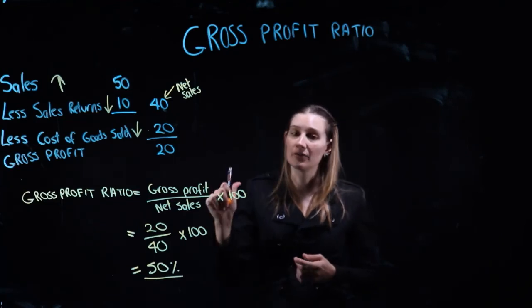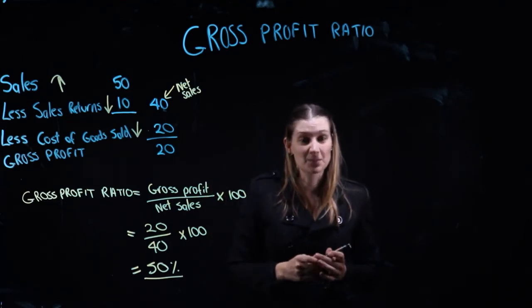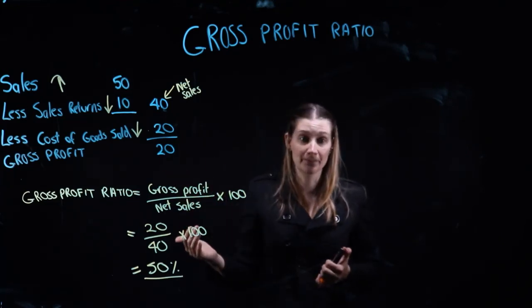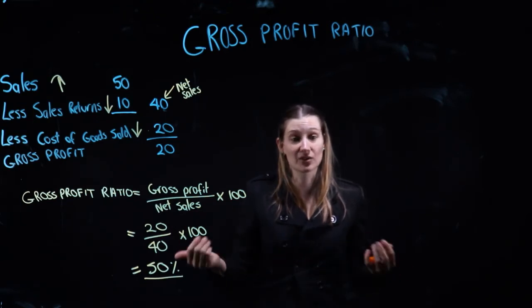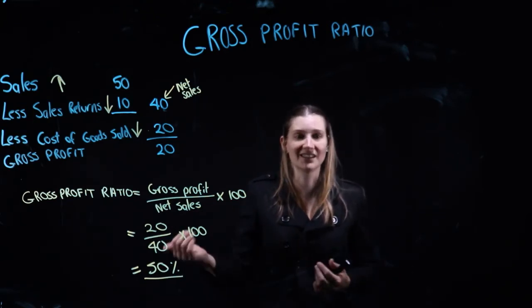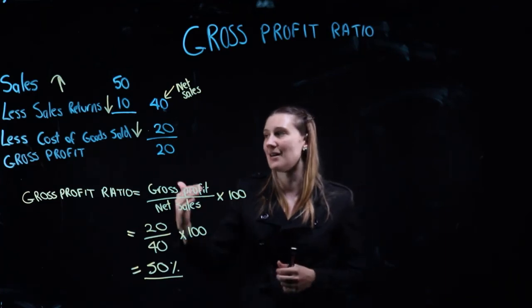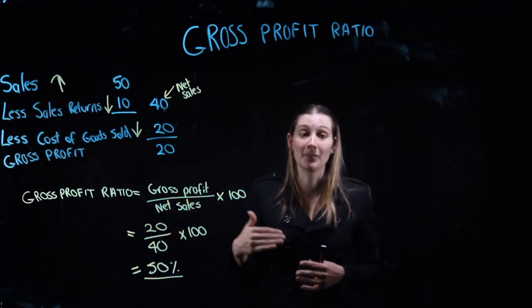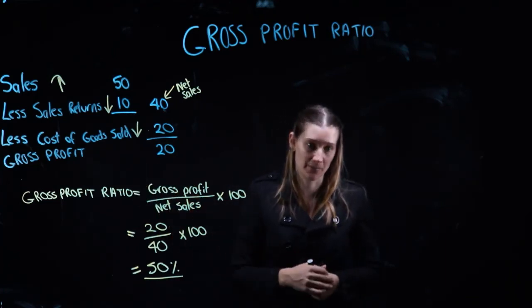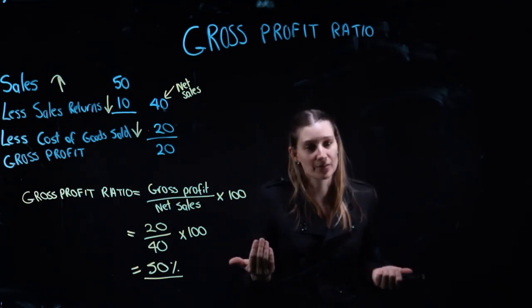It's not a bad thing though if your cost of goods sold goes up. That's expected if your sales go up. If you're selling more ice cream, it's obviously going to cost you more to get that ice cream than if you were selling less ice cream. So it's all about how much cost of goods sold goes up by in comparison with how much sales has gone up by. So what can you do to improve this ratio?